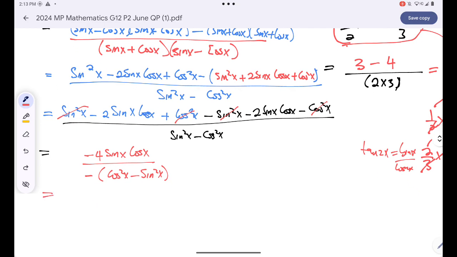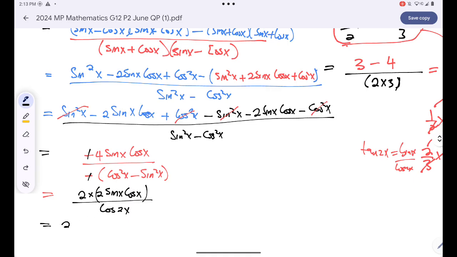And then obviously, guys, the negatives will simply cancel one another. I'll be left with 4 sine x cos x at my numerator. But 4, guys, can also be written as 2 multiplied by 2 sine x cos x. At the denominator, I will be left with cos squared x minus sine squared x, and that will just give me cos 2x. This is just 2.